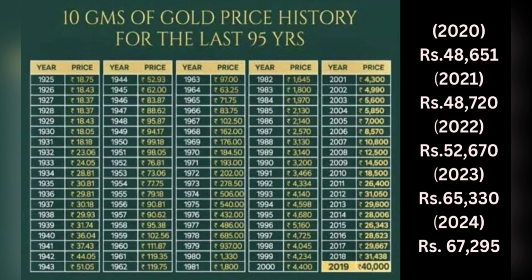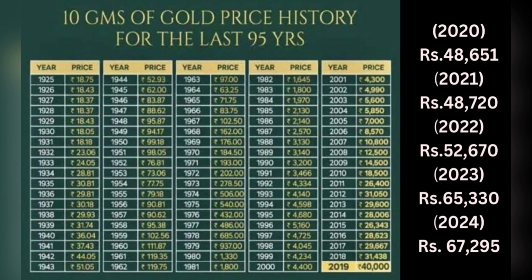If you see gold prices in 1948, it was 95 rupees and 87 paise, and in 1953 it was 73 rupees and 6 paise. There was a significant drop in gold prices. In 1996, gold prices were 5,160 rupees, and in 2001 prices dropped to 4,300 rupees, which also indicates a decline in prices. Now we will see an overview of gold prices.